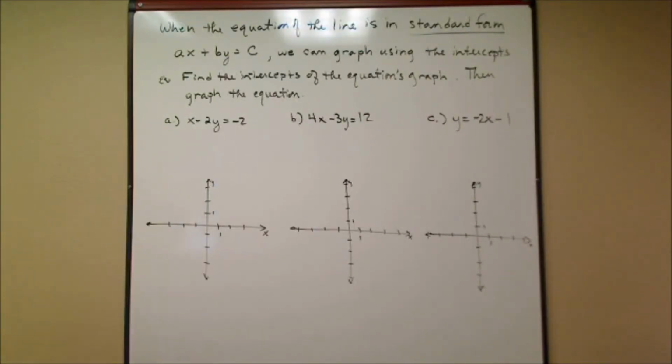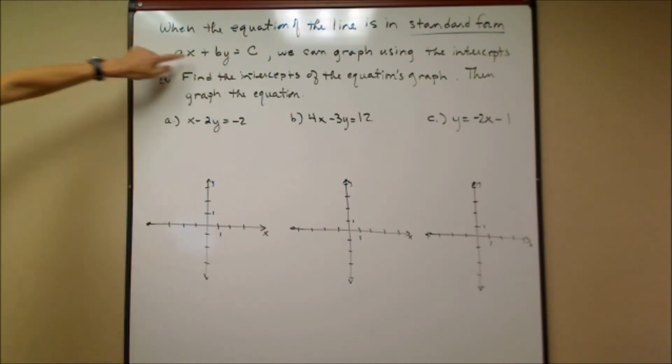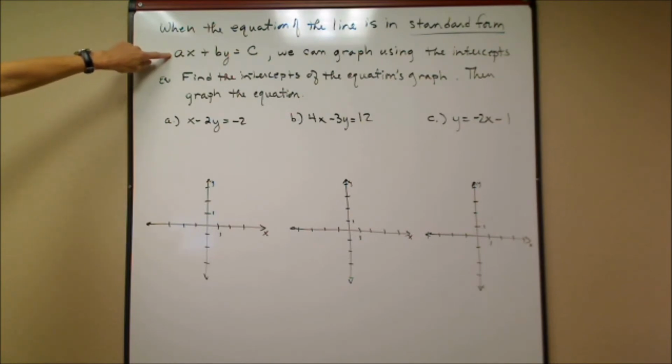Okay, when the equation of a line is in standard form, and this is standard form, that shows that the variables are on the same side, the x and the y. There's a little bit more to it, but we'll study that later on.